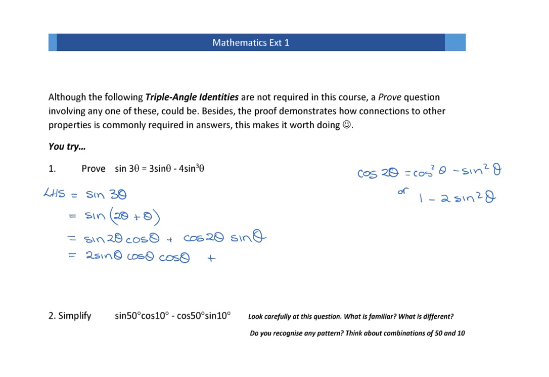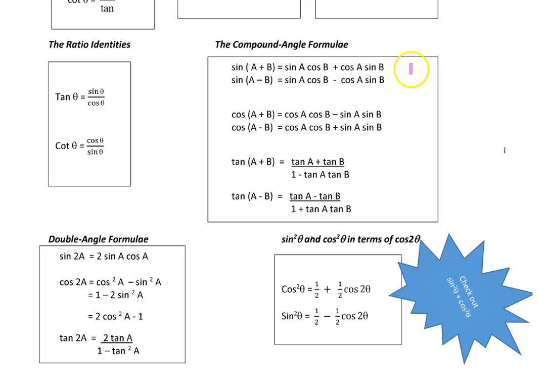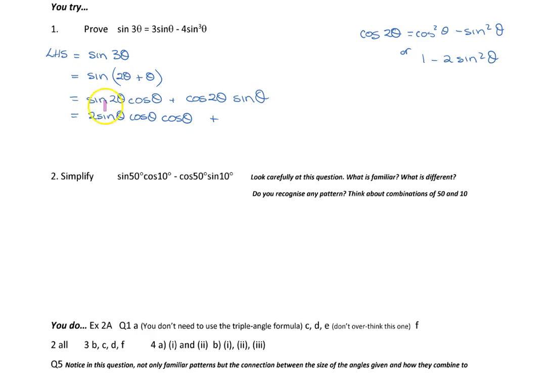So that's just using this identity here: sine of 2 things, sine the first one, cos, plus cos, and then sine. And then sine 2 theta, I can write as 2 sine theta cos theta. So replace that with this. And then my cos 2 theta sine theta.